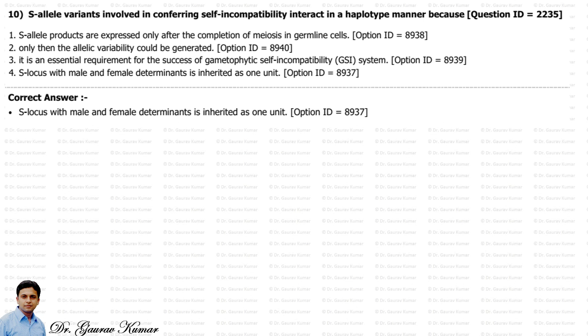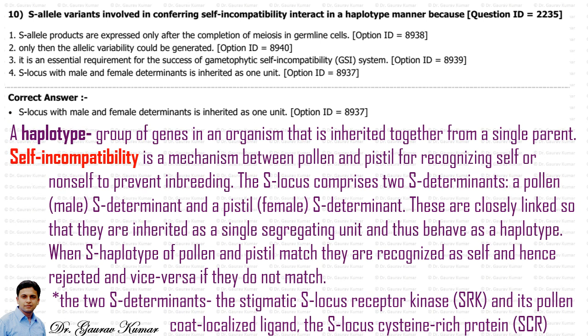For self-incompatibility and genetic incompatibility, you can see my previous videos. Let me explain this here. A haplotype is a group of genes in an organism that is inherited together from a single parent. Now, self-incompatibility is a mechanism between pollen and pistil for recognizing self or non-self to prevent inbreeding.